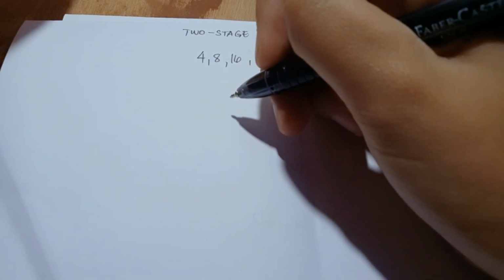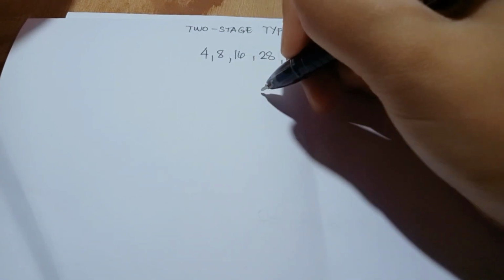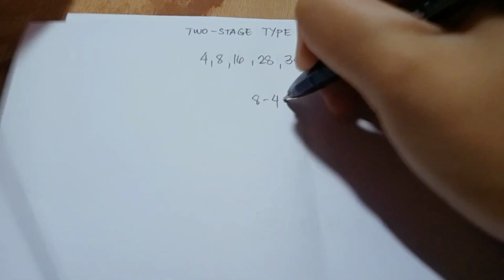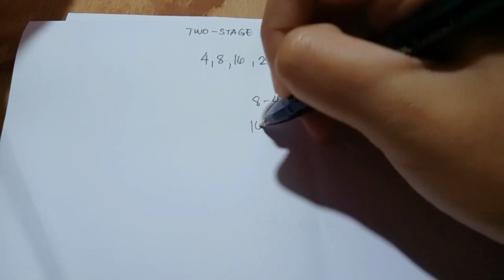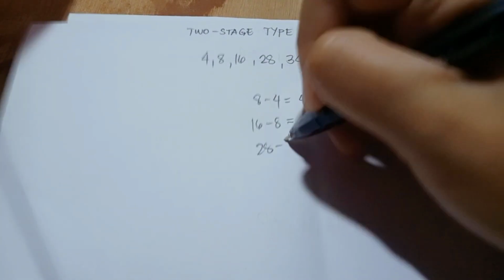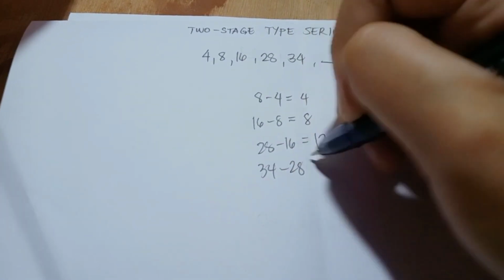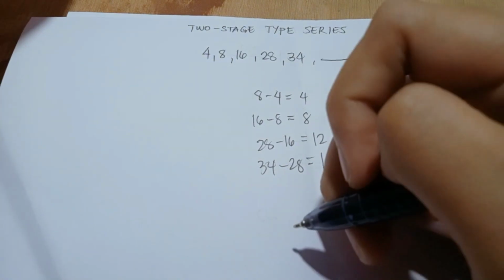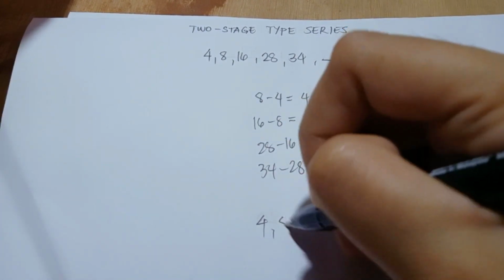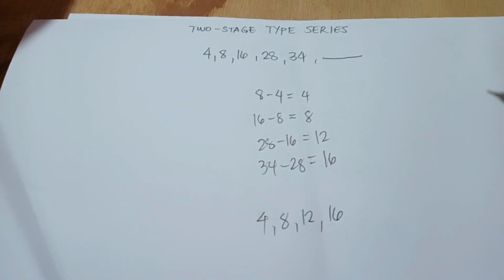4, 8, 16, 28, 34. What will be the next number? In this series, we will subtract each term to know its arithmetic pattern. So 8 minus 4 equals 4. 16 minus 8 equals 8. 28 minus 16 equals 12. 34 minus 28 equals 16. So you have an arithmetic pattern of 4, 8, 12, 16, which is a common difference of 4.